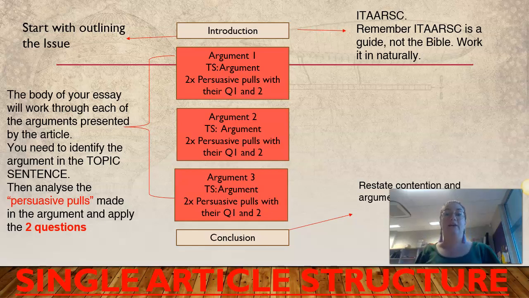Okay, then you go through each argument and your arguments have your topic sentence, which outlines the argument, and then you have 2 persuasive pulls per argument, and with each of those persuasive pulls you answer those 2 questions. What does it attempt to make the reader think? And how does that thought make them more likely to agree with the contention? So you do that for all 3 arguments. Okay, and then you have your conclusion where you restate your contention and your arguments. So let's talk about iTask.